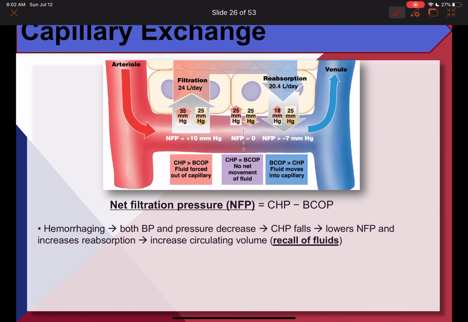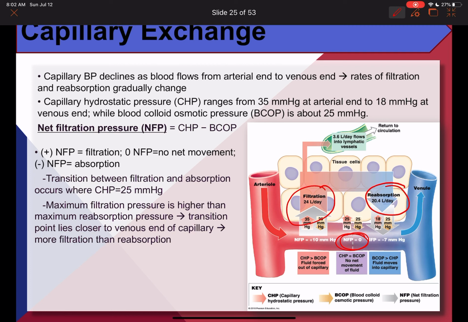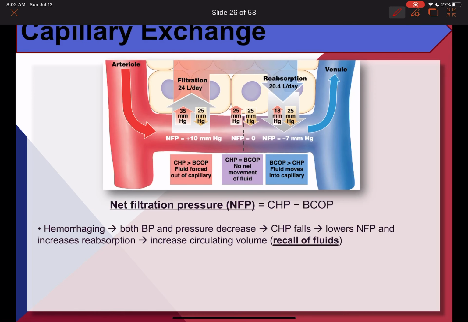And you can see that the maximum NFP for filtration is actually higher than NFP for reabsorption, because one is a positive 10 value, one is a negative 7 value. So that means usually a little bit more filtration happens compared to reabsorption under normal circumstances.